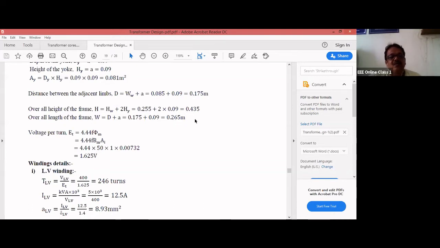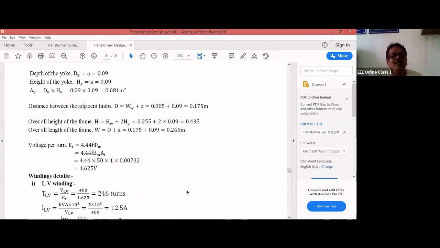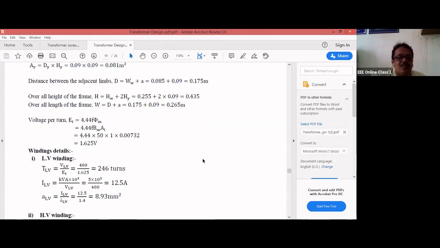This is regarding the overall dimensions, the area of the core, and even the dimensions of the yoke. But after finding these things, the main thing is to find the winding details. To find the winding details, I require ET. Voltage per turn, ET, is equal to 4.44 F phi M. F phi M can be written as what?